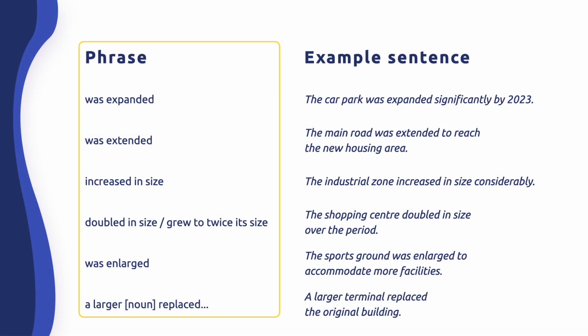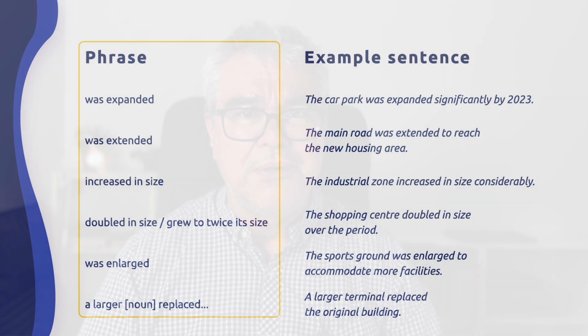The car park was significantly expanded by 2023. The main road was extended to reach the new housing area. The industrial zone increased in size considerably. The shopping centre doubled in size over the period. The sports ground was enlarged to accommodate more facilities. A larger terminal replaced the original building.